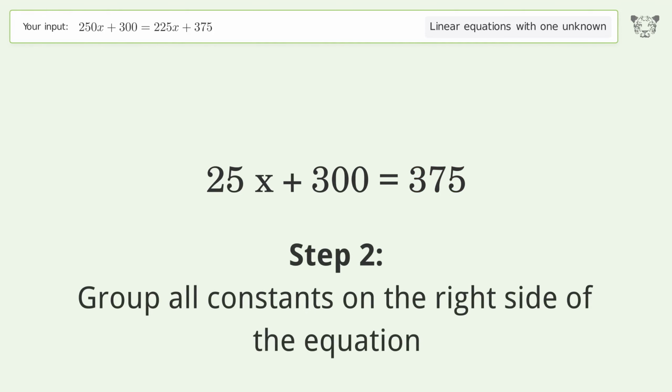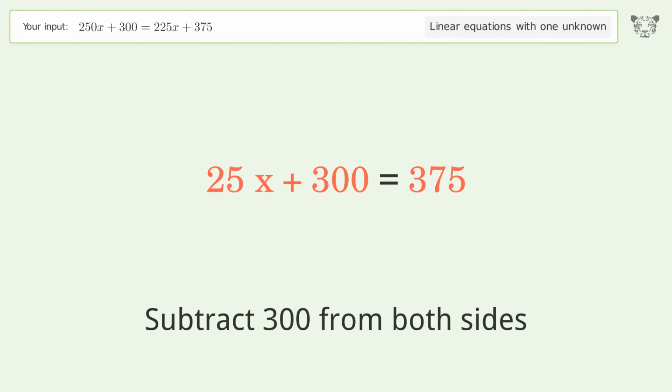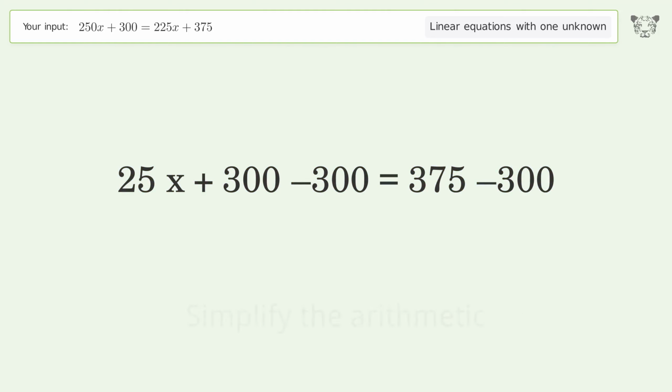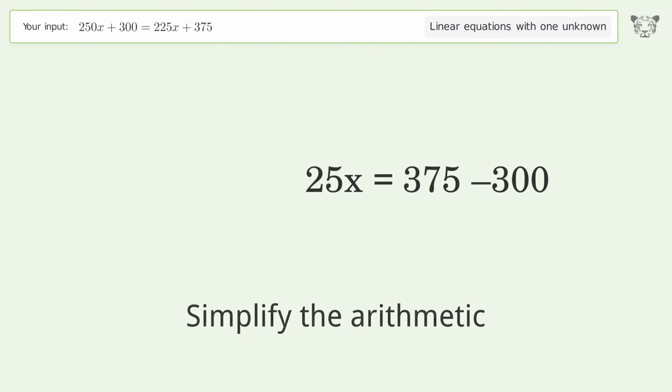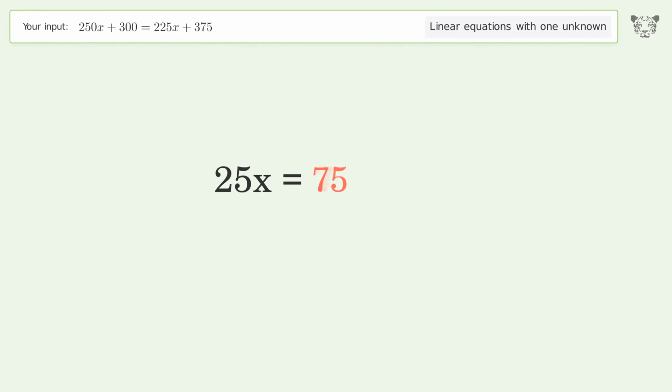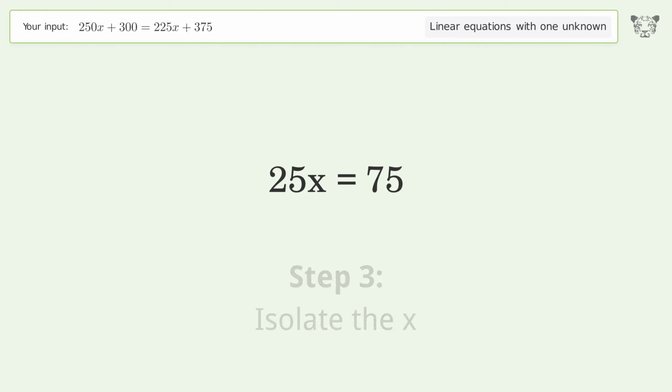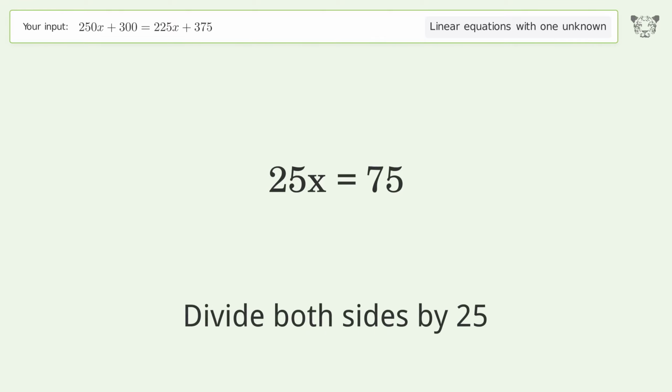Group all constants on the right side of the equation. Subtract 300 from both sides. Simplify the arithmetic. Isolate the x. Divide both sides by 25.